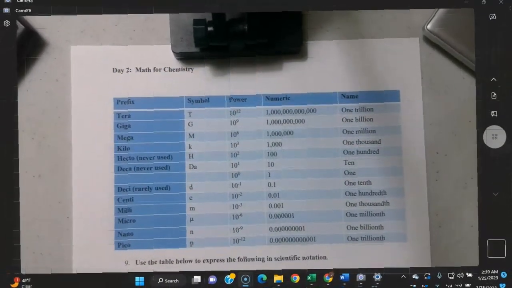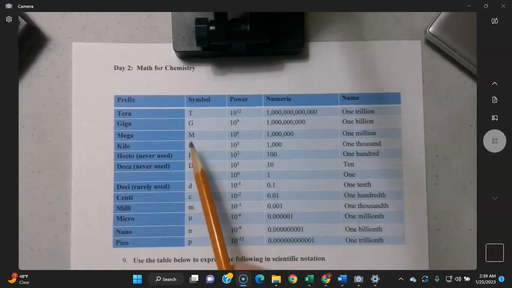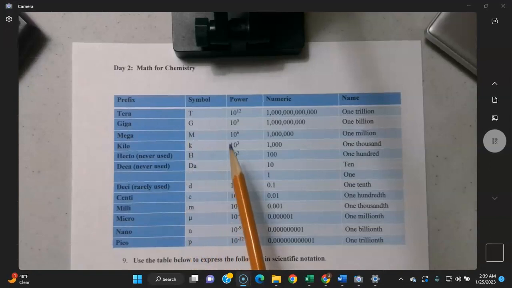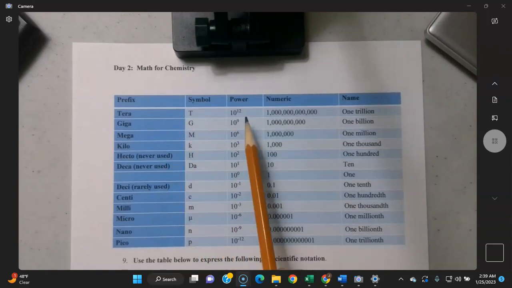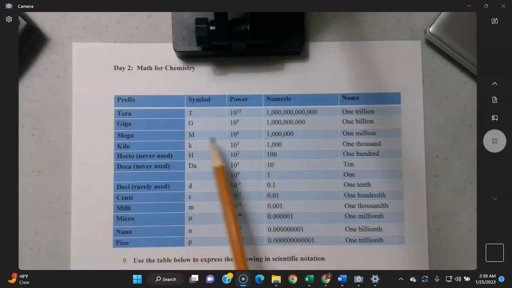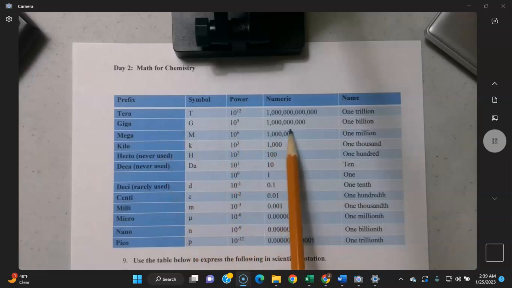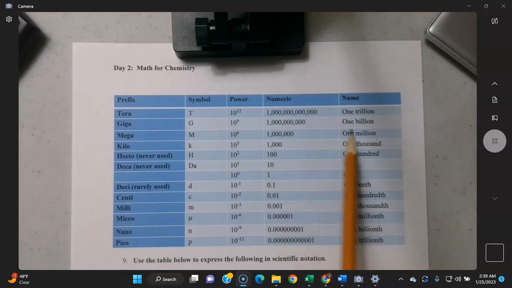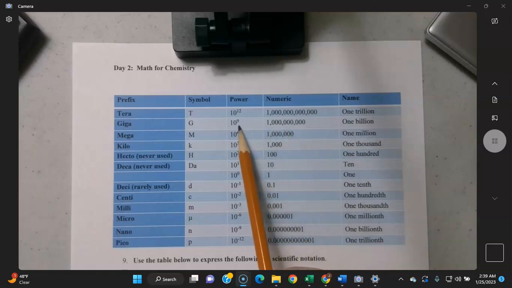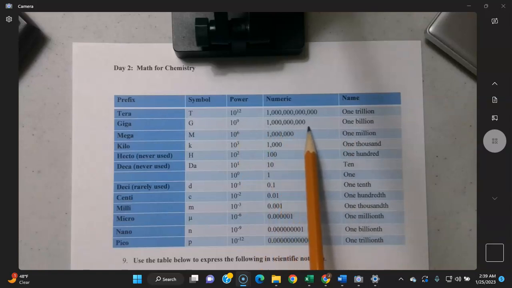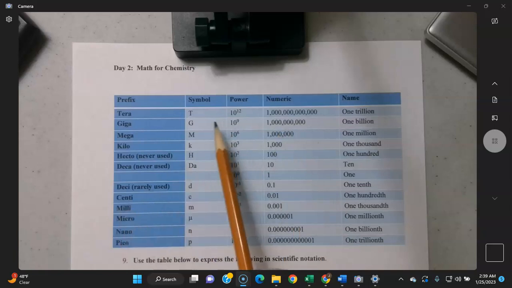All right, so this is in your reference packet, and these are some standard abbreviations you're going to see, used for some very large and very small numbers. So let's start with this one. We never use tera, almost. Giga, we use a billion. That's 1 billion, 10 to the 9th power. It means 1 with 9 zeros. If you count, there's 9 zeros there. That's giga. It's abbreviated capital G.